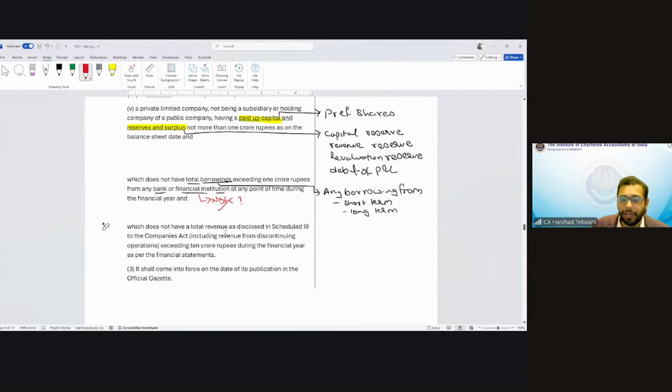Now coming to the total revenue. If you see, for the total revenue it says as disclosed in Schedule 3 to the Companies Act, including revenue from discontinuing operations. Pretty much straightforward. It says total revenue, which is disclosed. So whatever revenue you have disclosed in the financial statement as per Schedule 3, that has to be considered.